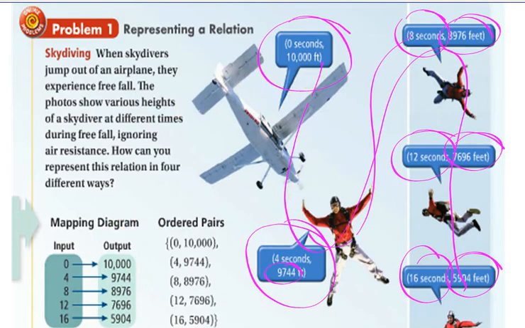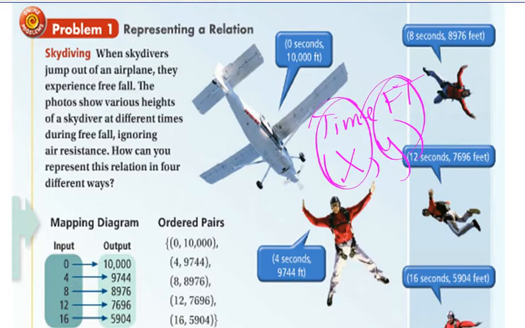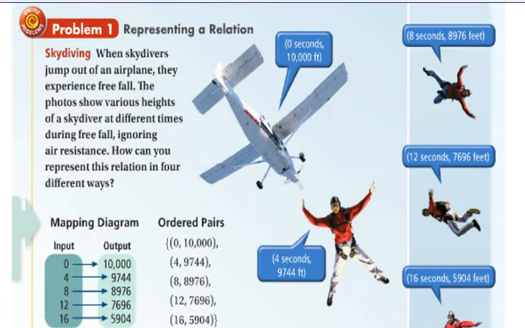So how do we show those four different ways? Well, if you look at these, you've got time and feet. That is like your x value and your y value. So let's let time be x and feet be y. So time is our input, y is our output. For our mapping diagram, we've got 0 goes with 10,000, and then at 4 seconds, 9,744, 8 seconds, and so on. So that's how you do your mapping diagram.